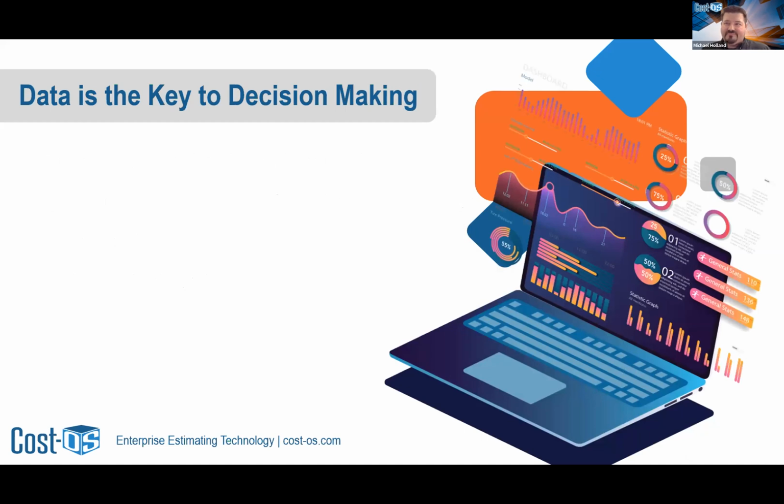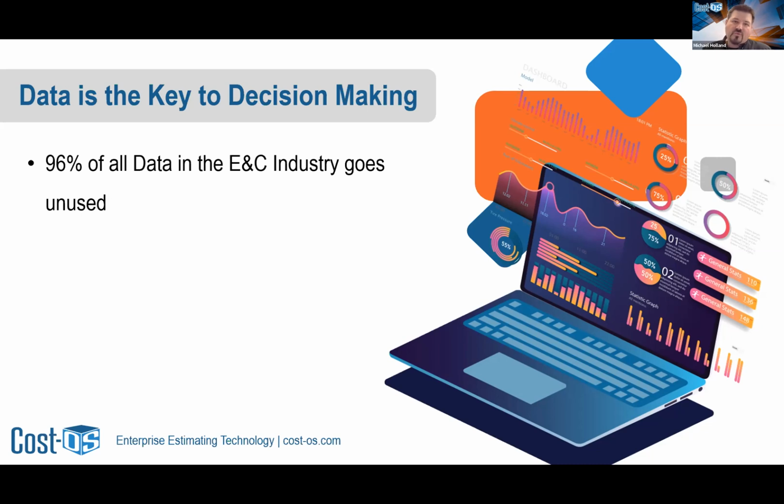Let's talk about data. According to FMI, 96% of all data in the E&C industry goes unused. In the KPMG CIO survey mentioned earlier, the largest gap in the report came when respondents were asked how effective their organization is in maximizing the value from their data. Digital leaders reported being 27% more effective than their competitors. It's clear there's an opportunity to gain a competitive edge by adopting the right technology. The earlier, the better.